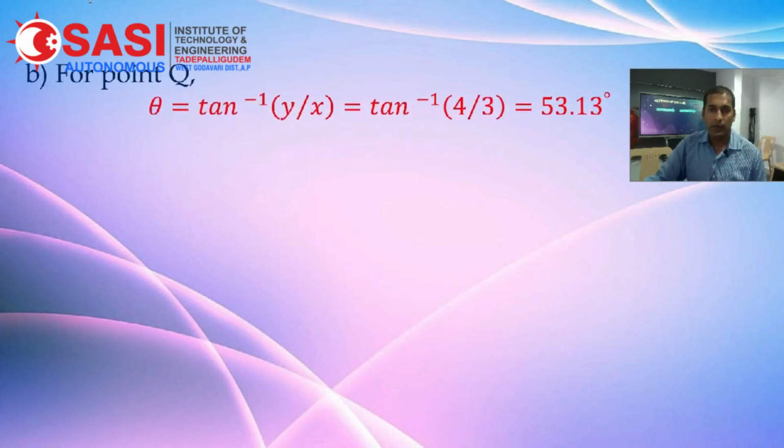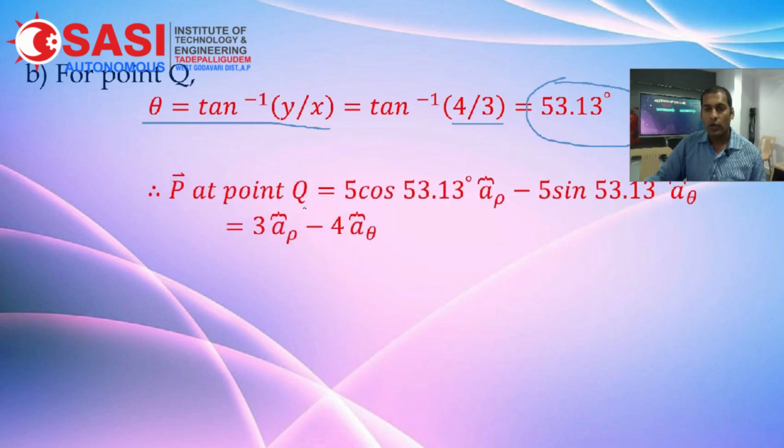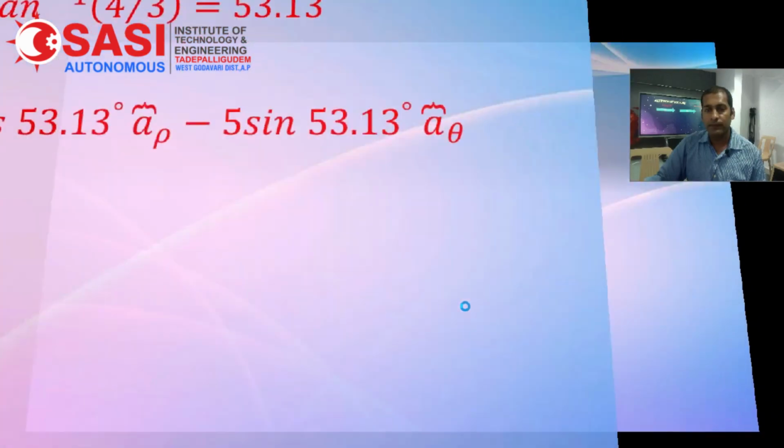Now the second part, for point Q. For point Q, θ is equal to tan inverse y by x. So y by x is 4 by 3. If we solve this, we get 53.13 degrees. So at Q, it will be ρ cos θ, then minus sin θ, keeping the value of θ. After solving this, we get 3 a_r minus 4 a_θ.